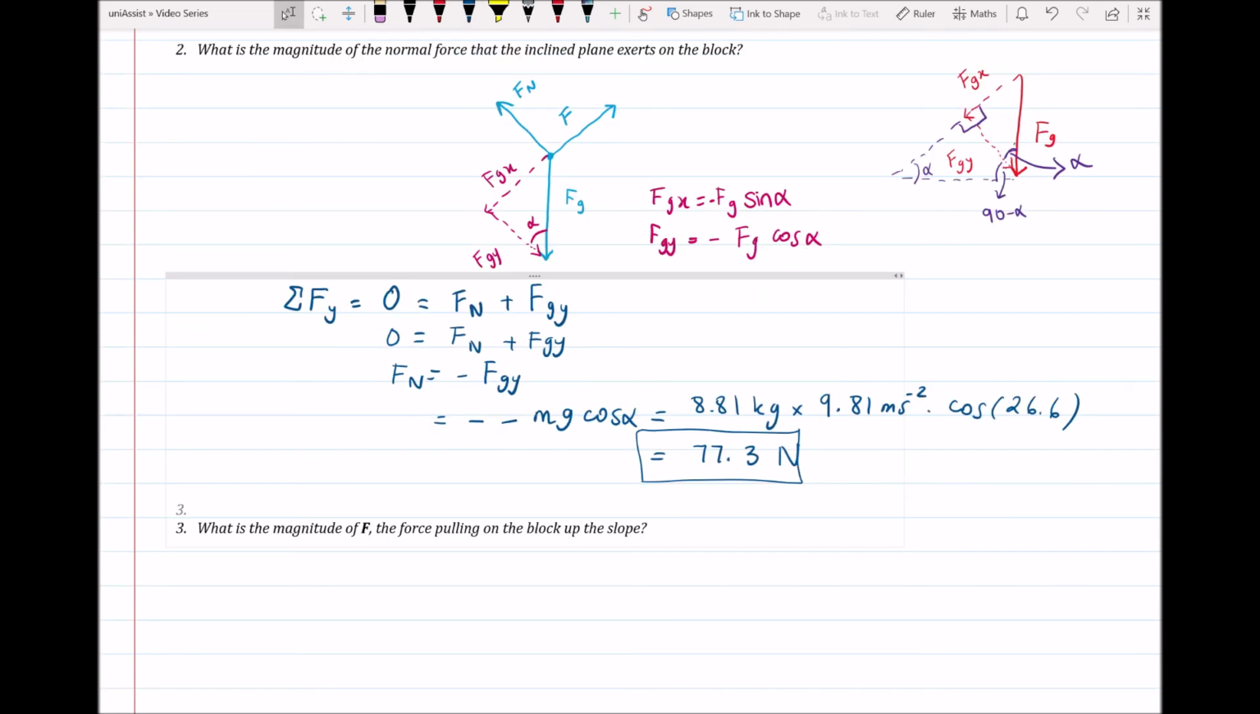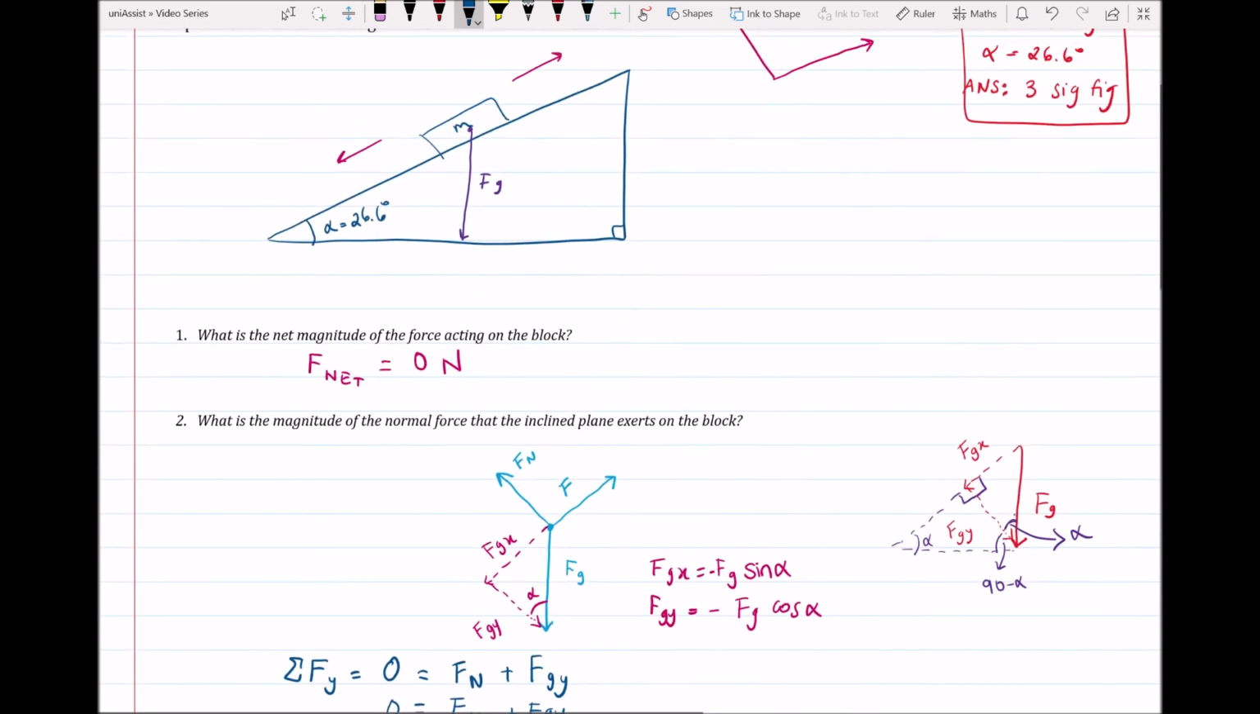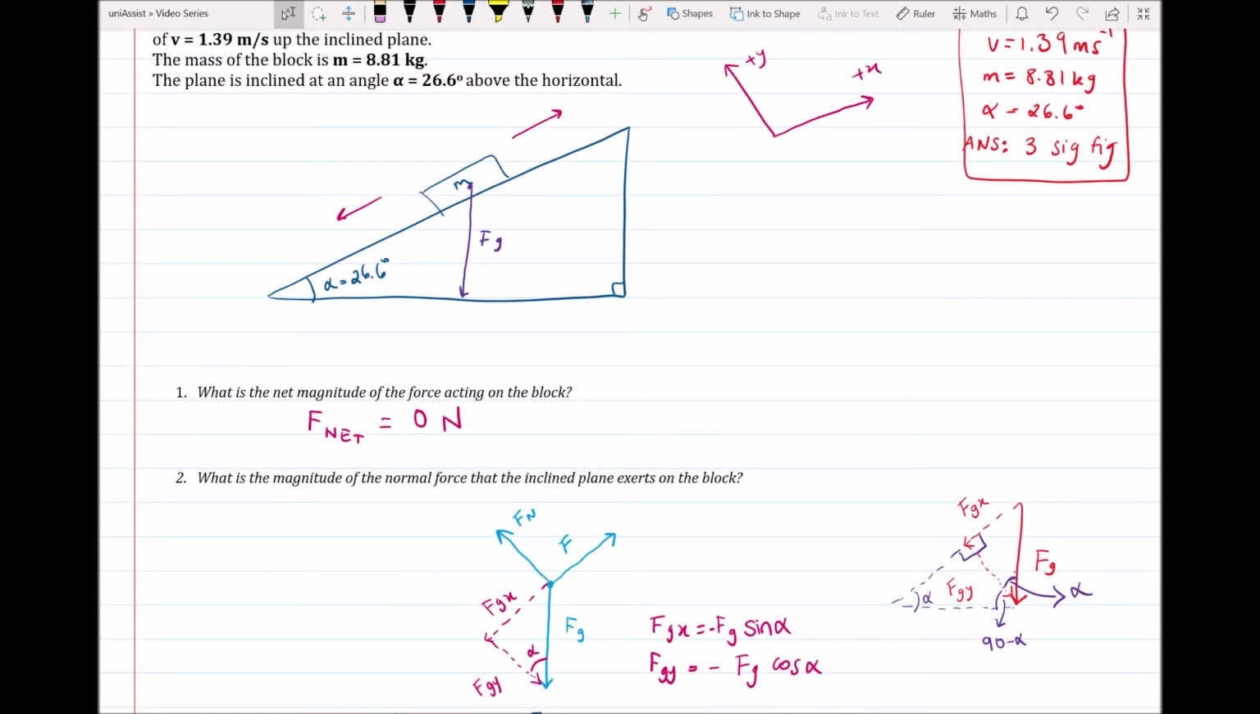Our final question is, what is the magnitude of F, the force pulling on the block up the slope? So we always go back to our free body diagram. We can see this is our F that we are looking for, and it's acting in the x direction that we once again defined up here. As you can notice, I keep going back to my coordinate system and my free body diagram. That is why it's really important to define that in the beginning of your question, so you're not stuck forgetting where your directions are, where your forces are, and how to define your positive and negative signs.